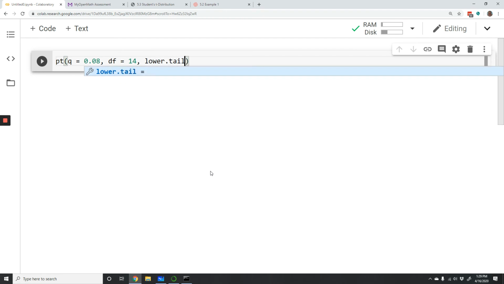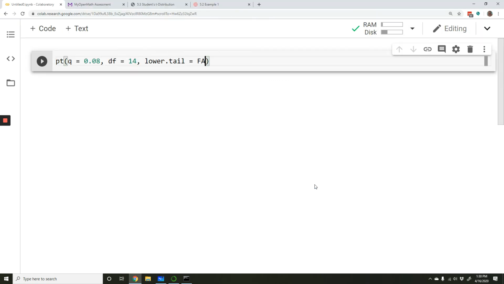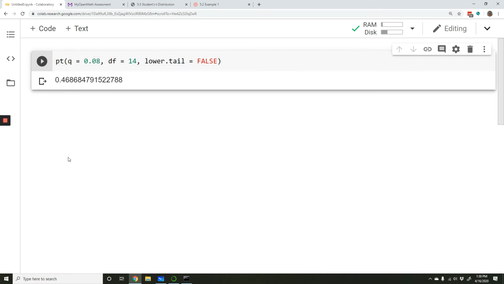And then we also have, just like with the normal distribution, a lower tail argument. So in this case, the lower tail isn't shaded, it's the upper tail that's shaded. So we're going to set lower tail to false. Run that, and that's going to be our answer.